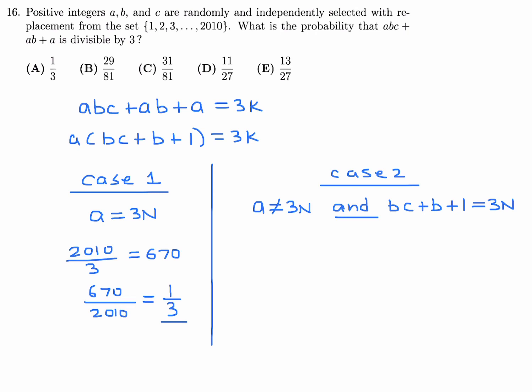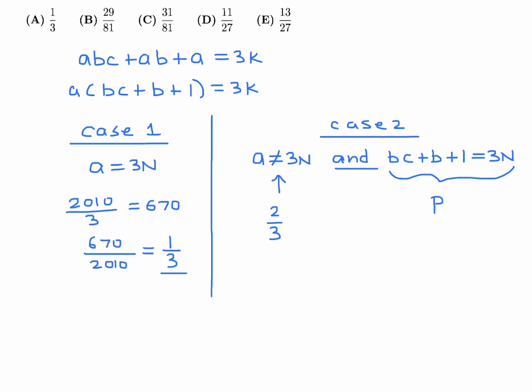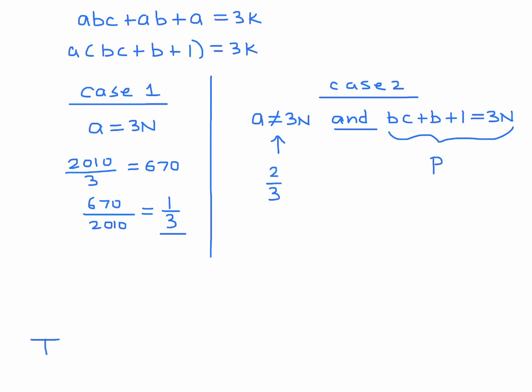Okay, well, this guy is pretty straightforward. If a equals 3n, it has a probability of 1/3; a not equal to 3n has a probability of 2/3. And then this, we have to figure out the probability of that, and that will be some p. And then at the very end, my total probability is going to be this 1/3 plus this 2/3 multiplied by that p, whatever I get for my p-value. So now we have to concentrate on trying to get this p.